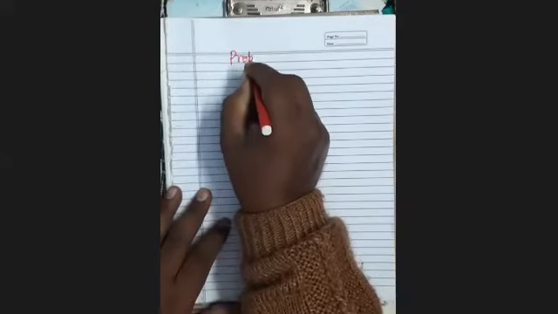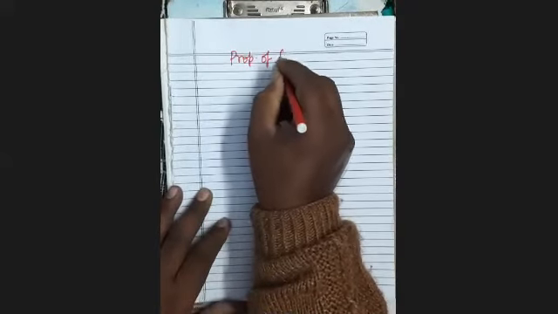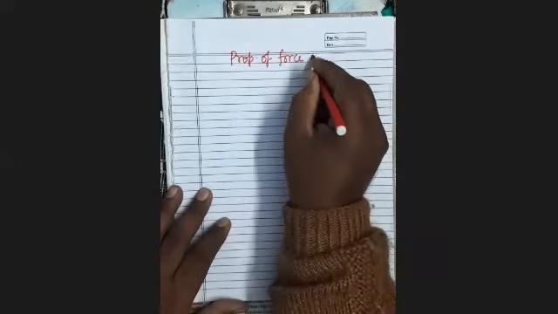So first we will see some properties of the force of gravitation.